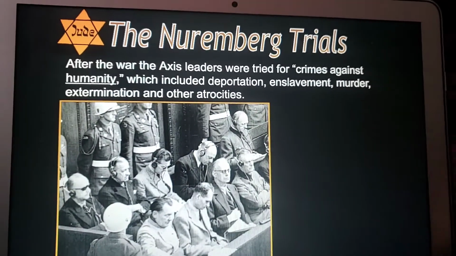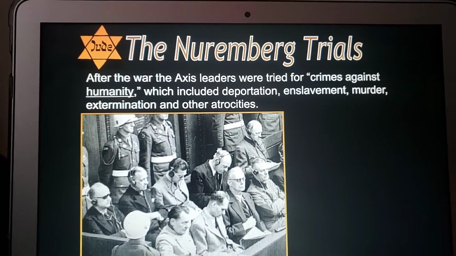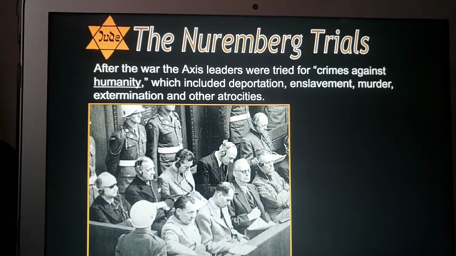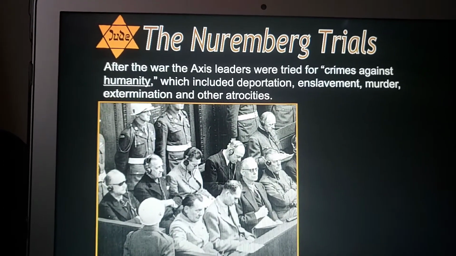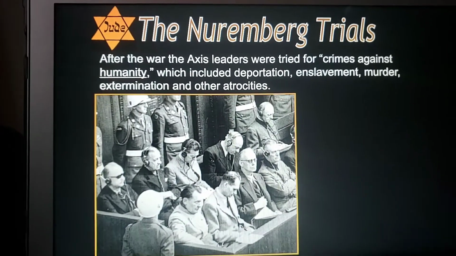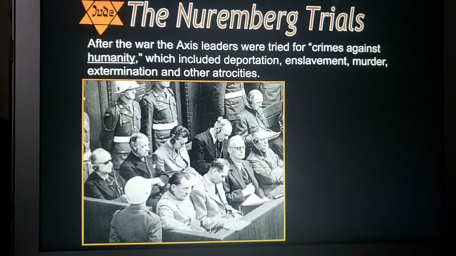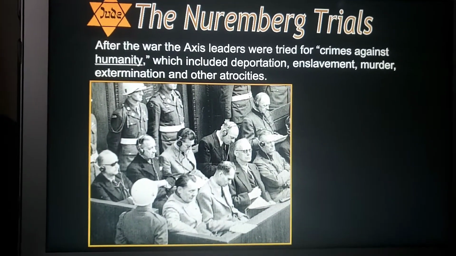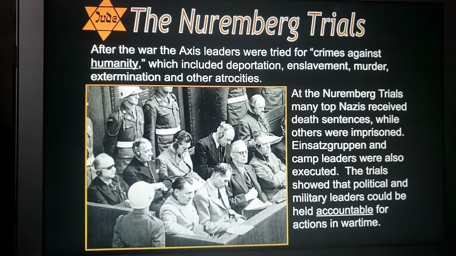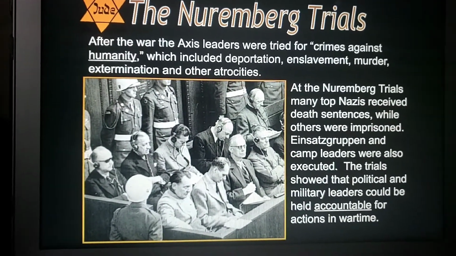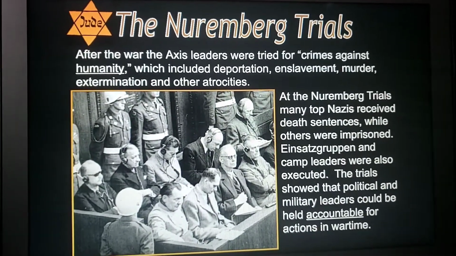first things first, following World War II and the Holocaust, there was something called the Nuremberg War Crimes Trials. And Axis leaders were tried for what are called crimes against humanity. This includes things like deportation, enslavement, murder, extermination, and other atrocities. There wasn't a full-on term, genocide, that we have today. That's going to come a tiny bit later.